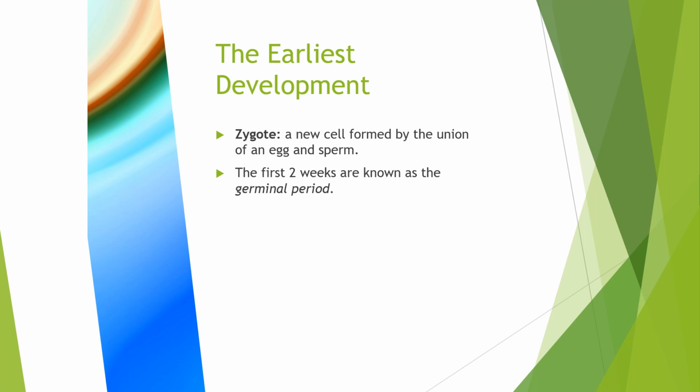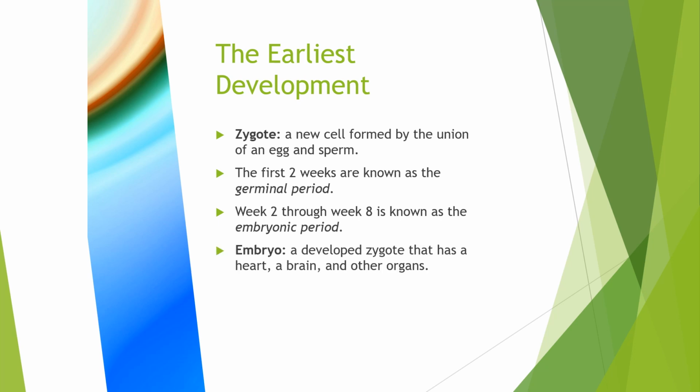This occurs in the first 2 weeks after conception, and it is known as the germinal period. The first 2 weeks following conception is known as the germinal period. From week 2 through week 8, it's known as the embryonic period. So week 2 through 2 months is the embryonic period. And now that zygote turns into an embryo. That embryo has a heart, a brain, and other organs.